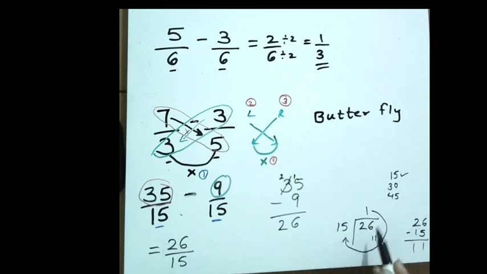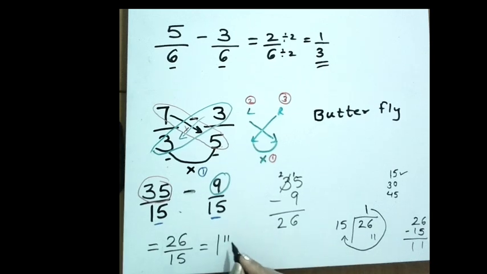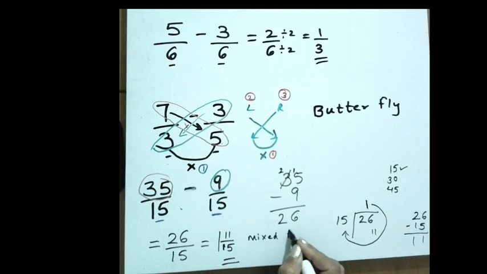So what happened? This 1 will be the big number. How many 15s did you get? 1 big one. What is left over? 11. The remainder is 11. And your denominator will be the same, that is 15. So this is your mixed number. When you write it this way, one whole and a fraction, we say this is a mixed fraction.